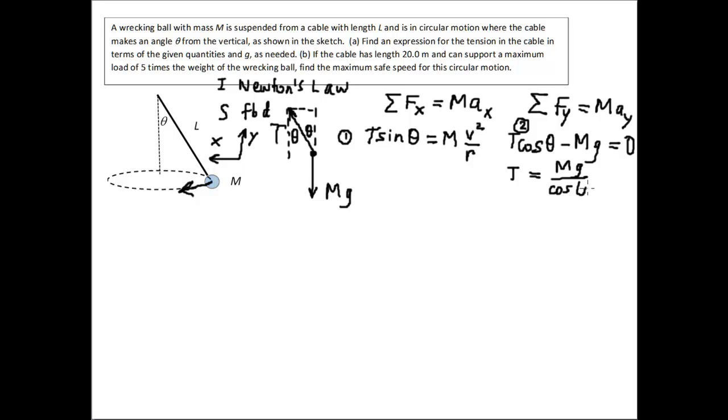And if you just look at the way the problem is stated, you realize, hey, that is the answer to part A, because it gives me the tension in terms of the mass and the angle and of course the constant g, which is the Earth's gravitational acceleration. So I've got the answer to part A right here. So let's move on to part B. Part B says if the cable has a certain length and can support a maximum load of 5 times the weight of the wrecking ball, find the maximum safe speed for the motion.